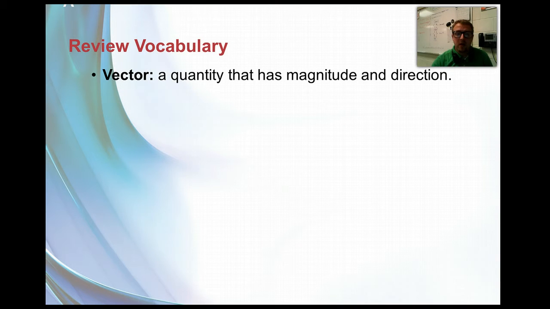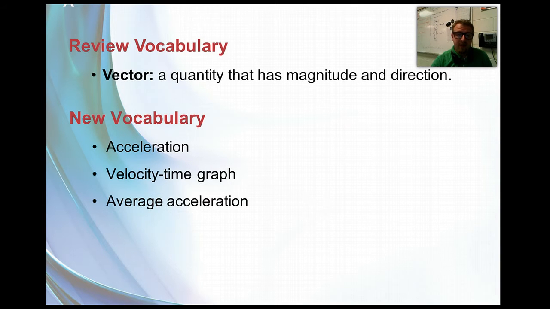Okay, we're going to need to really know what a vector is. And some of our new vocabulary will be acceleration, velocity time graph, average acceleration, just like average velocity, and instantaneous acceleration, very similar to instantaneous velocity. However, in saying that, they are not the same. But you'll see this concept of average and instantaneous coming back again and again.